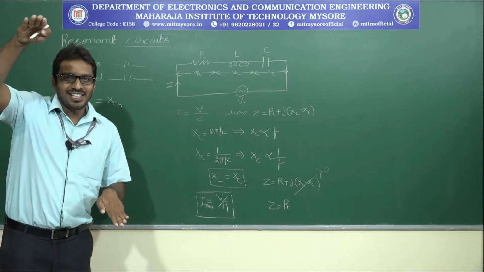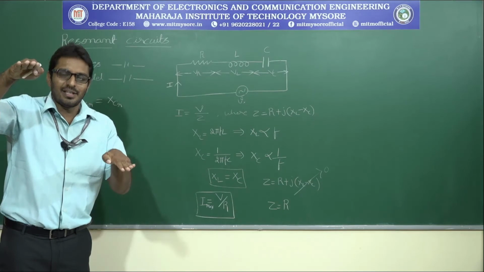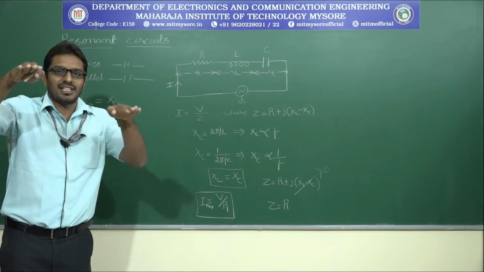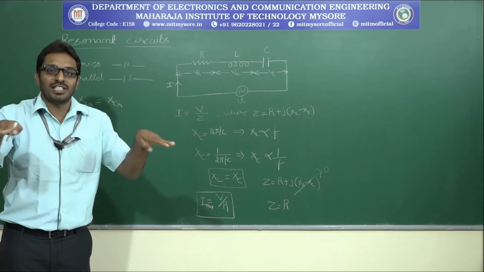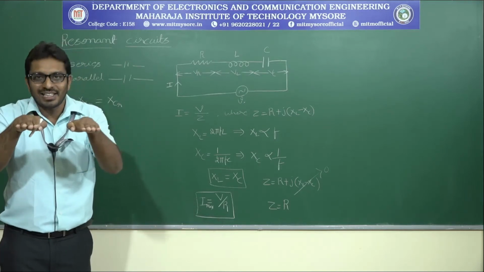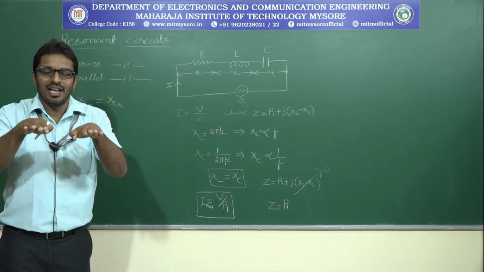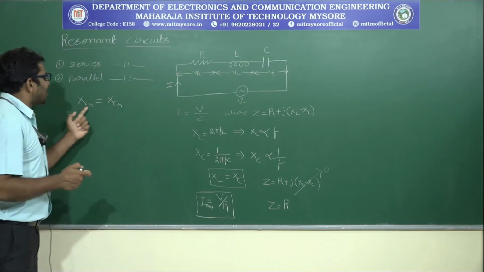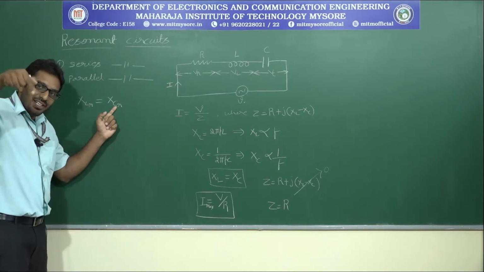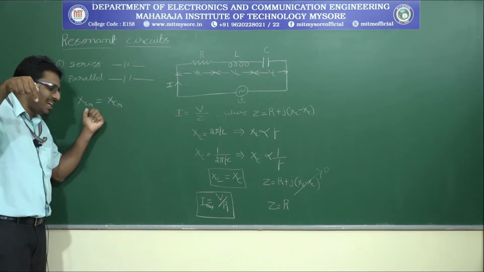When frequency increases, XL increases, XC decreases. Again, the frequency increases, XL increases, XC decreases. By only varying the frequency of the supply, XL is made equal to XC. Is it clear? That's why it is a frequency related component. That's why XL is equal to XC, because there is a frequency component inside XL.